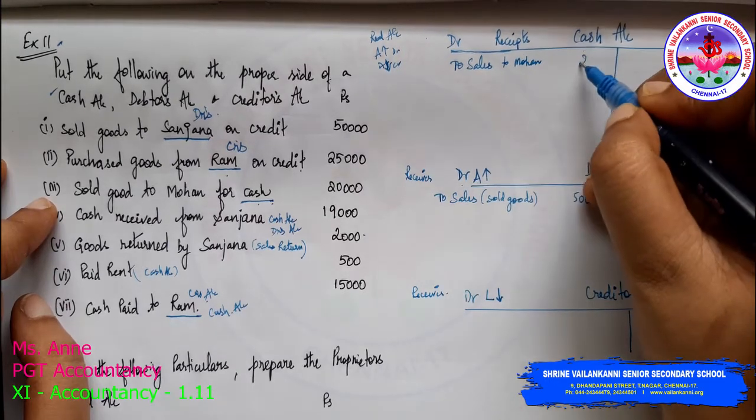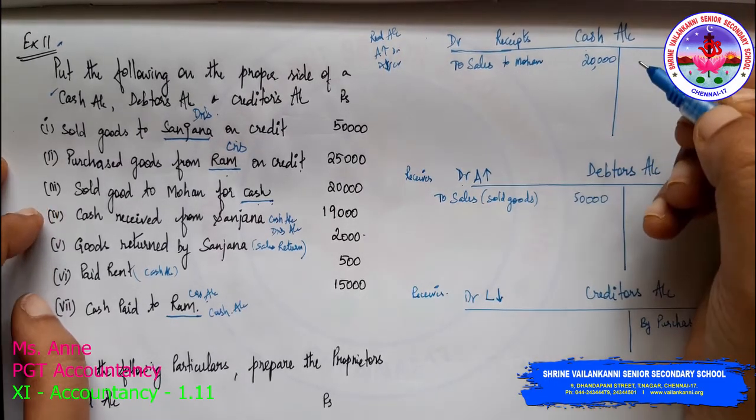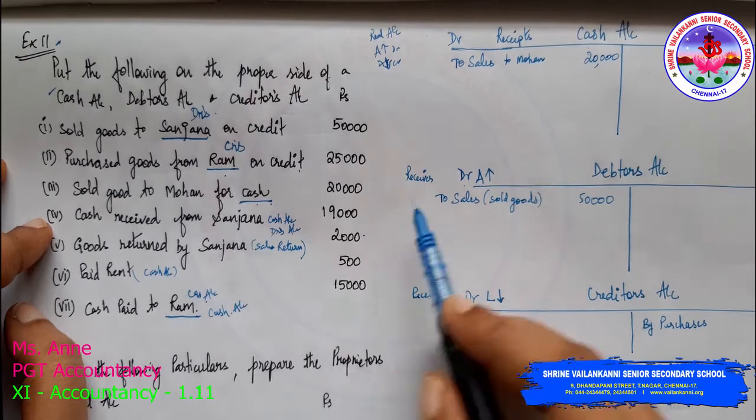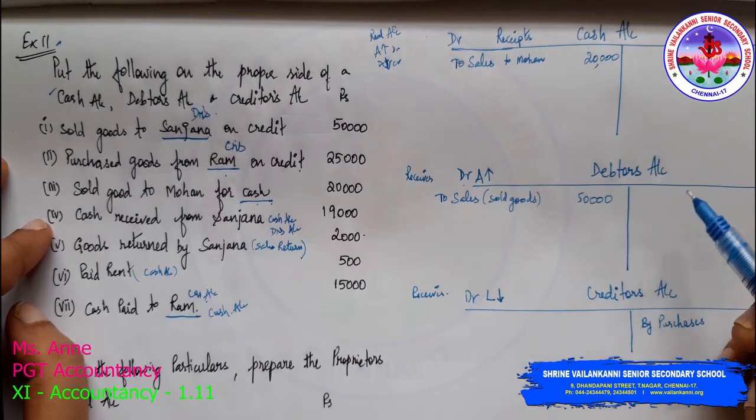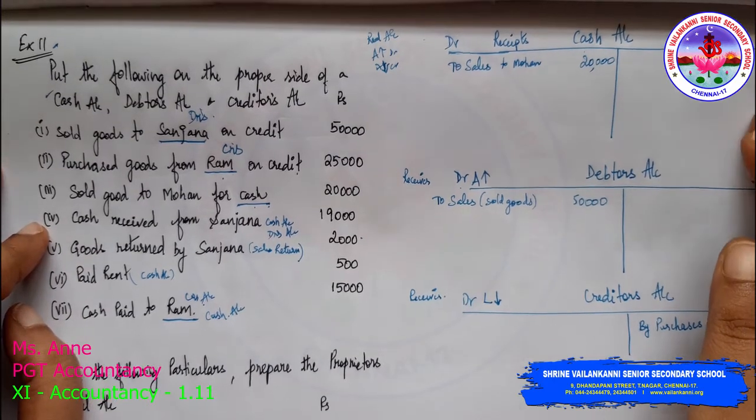How much? 20,000. It's cash. No, it will not affect debtor's account. It will not affect creditor's account.